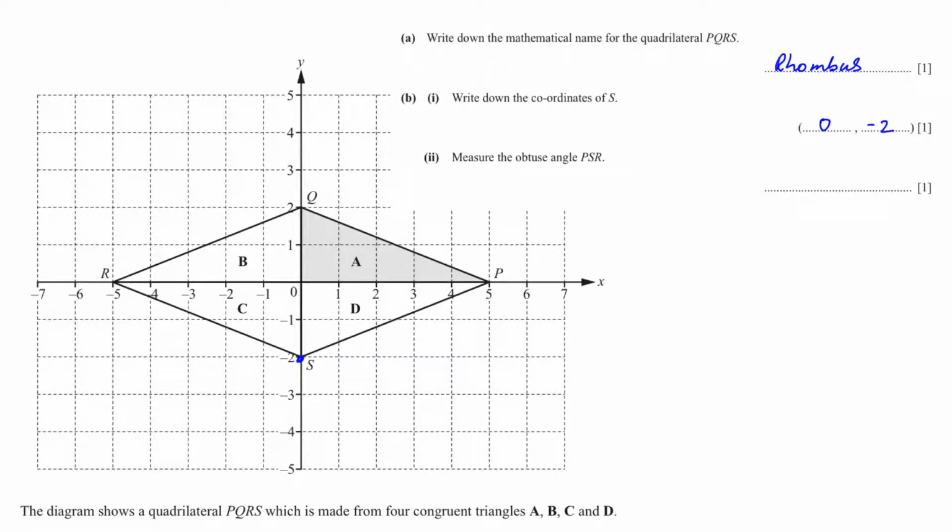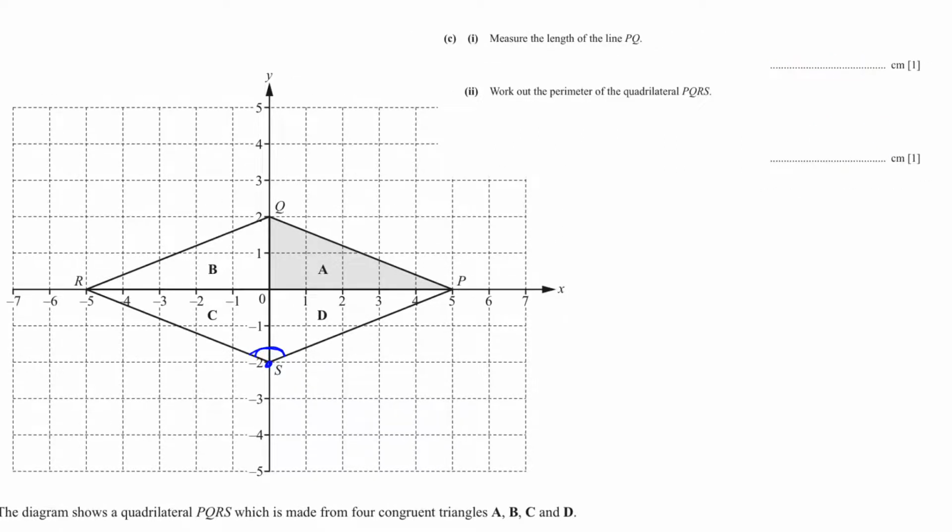Measure the obtuse angle PSR. PSR is this angle, and using a protractor to measure it, it's 136 degrees. C1, measure the length of PQ. So we want to measure this, use a ruler and measure it. You will get it's 5.4 centimeter.